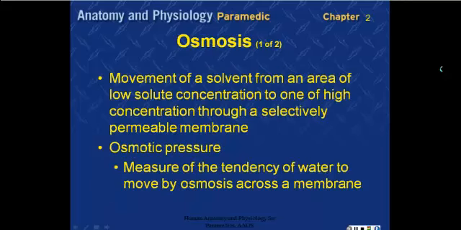What is osmosis? Osmosis is in fact a type of diffusion. It might be helpful for you to think of osmosis as the diffusion of water. Where in simple diffusion the solutes move across the membrane, in osmosis the water moves across the membrane. So osmosis is the movement of a solvent, which is usually water, from an area of low solute concentration to one of high concentration through a selectively permeable membrane.